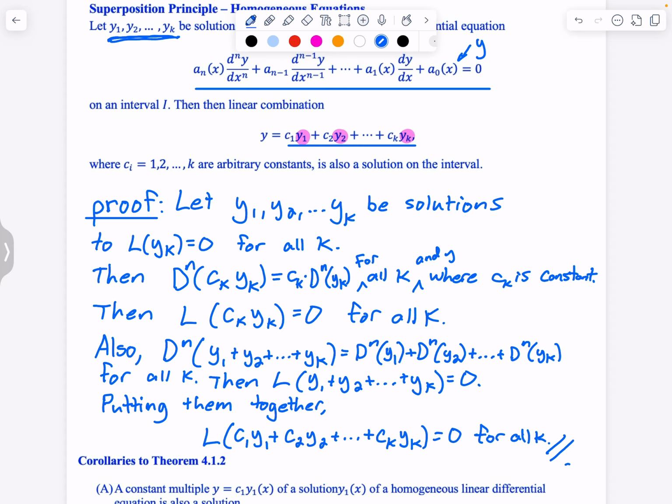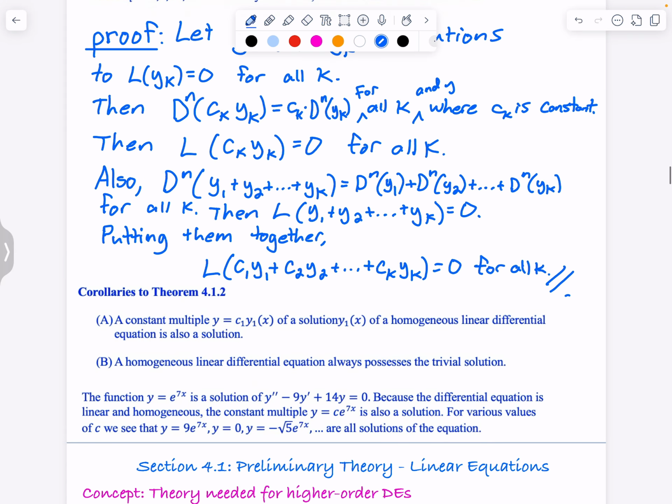So the whole point here is we're going to look at a couple of corollaries. A constant multiple like this is a solution if it is also a solution to a homogeneous linear diffie. A homogeneous linear diffie always possesses the trivial solution. We talked about that at the beginning of this section.